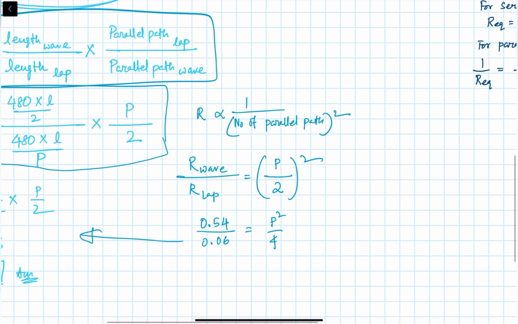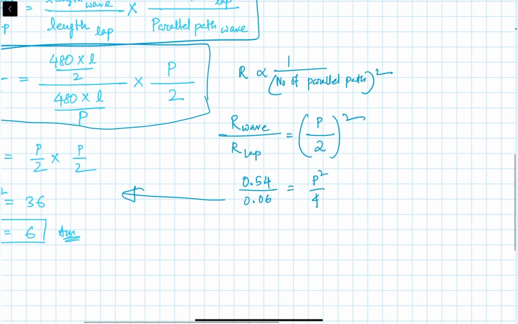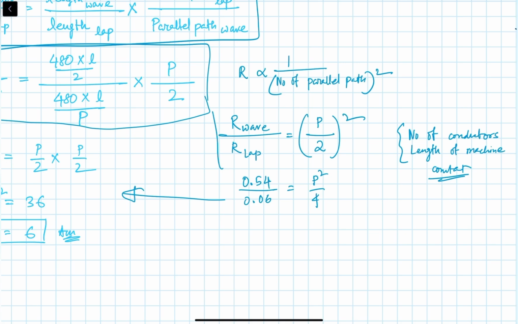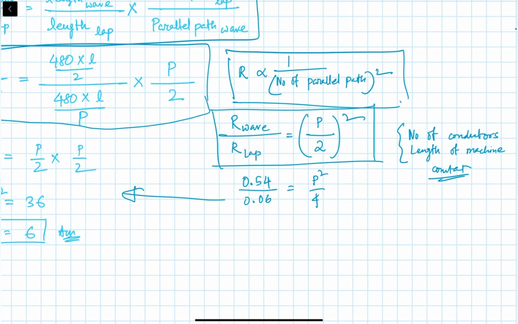But you have to remember here, the number of conductors has to be the same. If the number of conductors changes, then we will not be using this formula. So the number of conductors and also the length of the machine, these two have to be constant. Then only we can use this formula. I'll just highlight this, so that will save a lot of time.